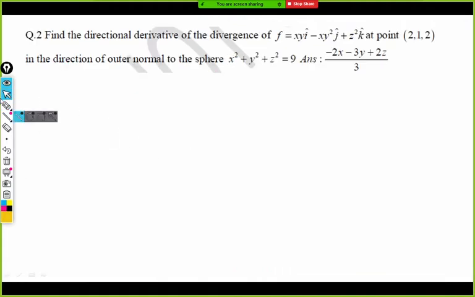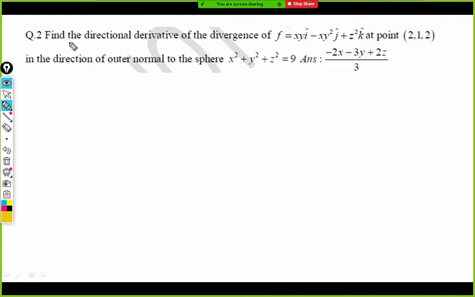Question number 2. Find the directional derivative of the divergence of f at the point (2, 2) in the direction of the outer normal to the sphere. Remember, this question was asked in 2009 or 2010. In the last 10 years it has not been asked in the exam, but I took it because if complicated questions come, you should go step by step and break the question into parts.